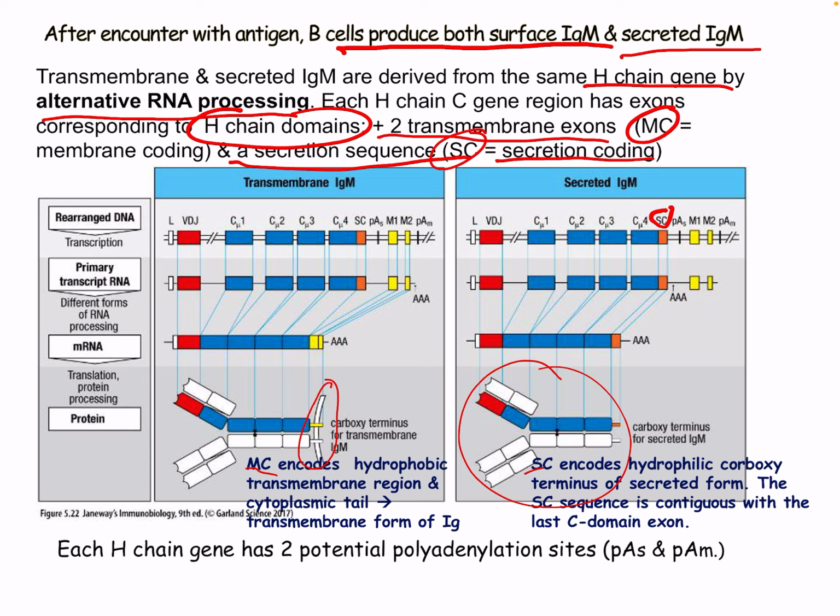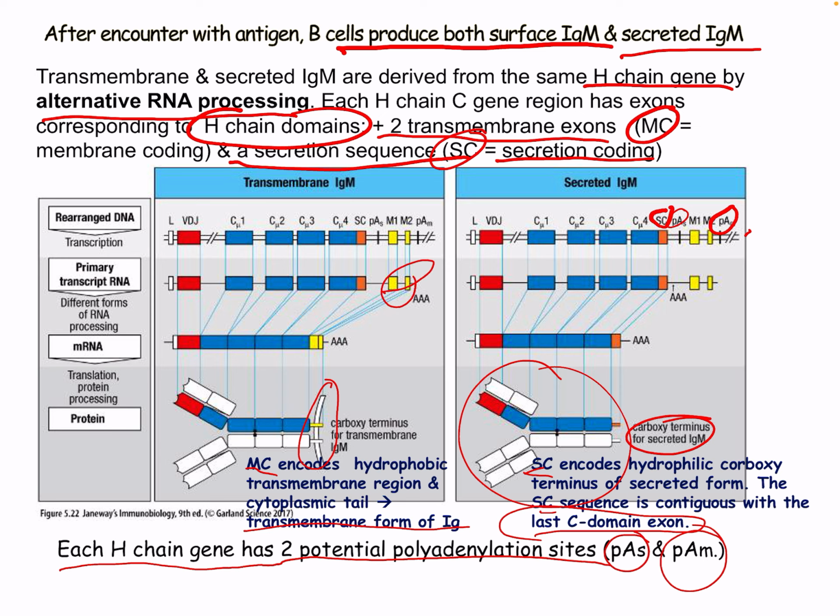So therefore we have a hydrophobic transmembrane region and a cytoplasmic tail. And this is the transmembrane form of immunoglobulin. With SC, this encodes a hydrophilic carboxy terminus, which you can see here. And the SC sequence is continuous with the last constant domain. Each H chain gene has 2 potential polyadenylation sites, PAS and PAM. Here are the MCs, labeled here as M1, M2, but that is the MC complex. As you see, both got transcribed.